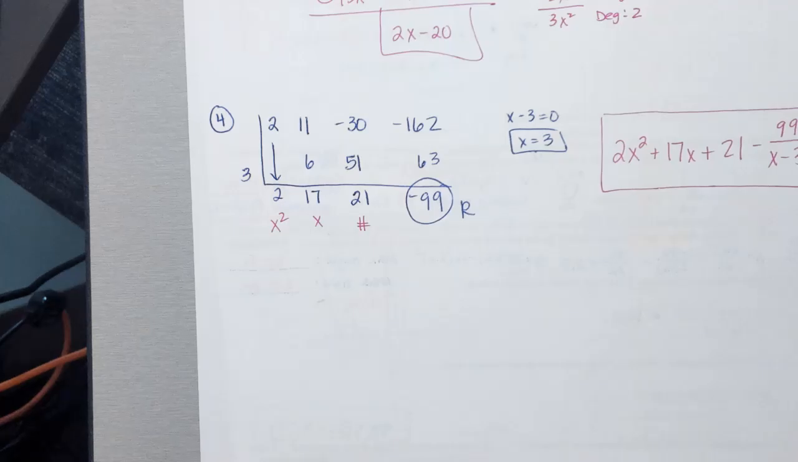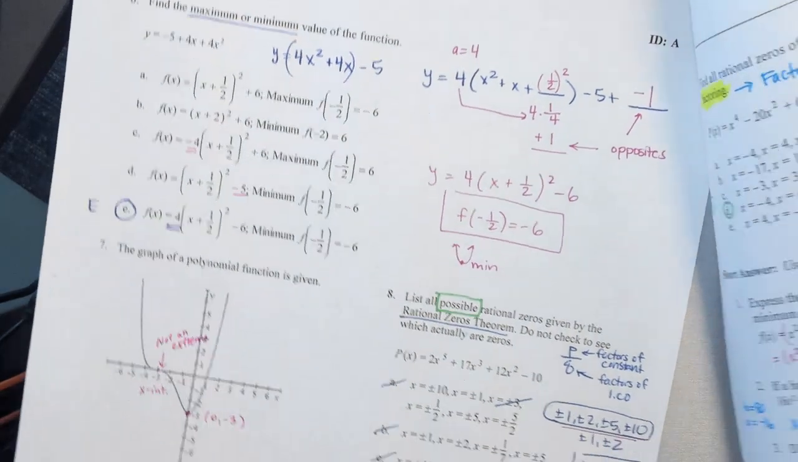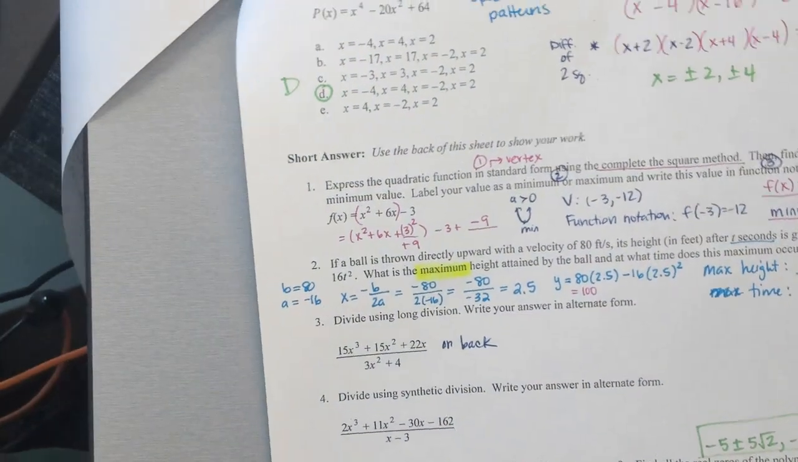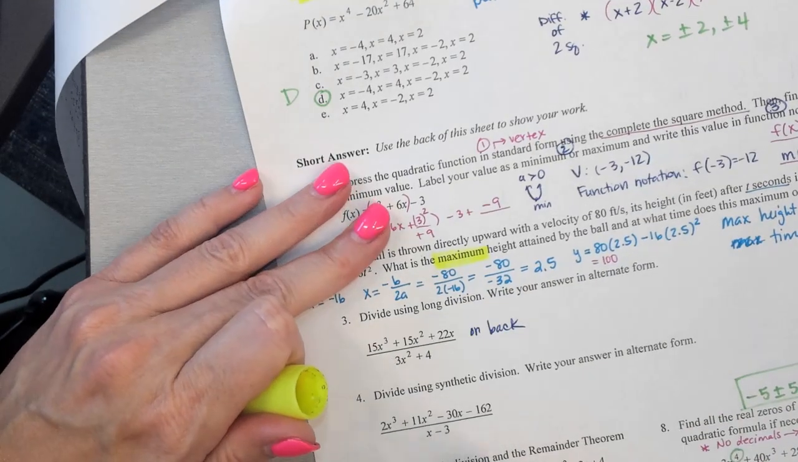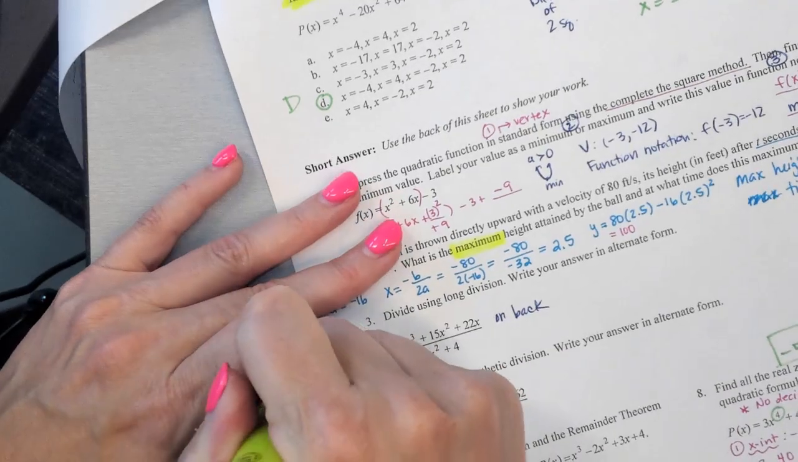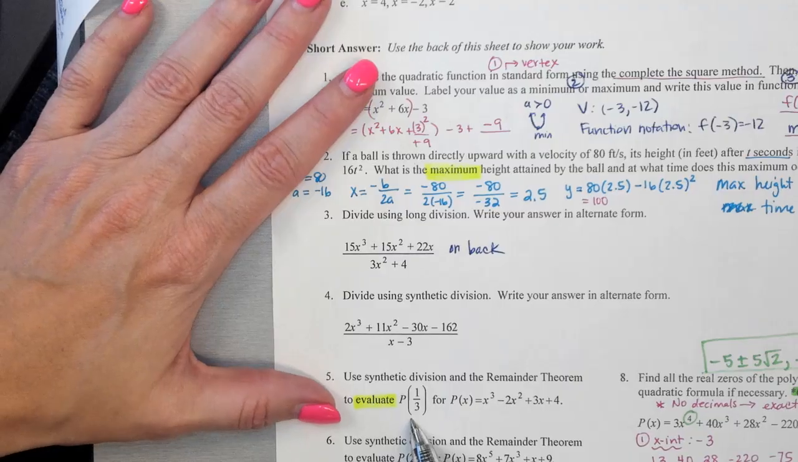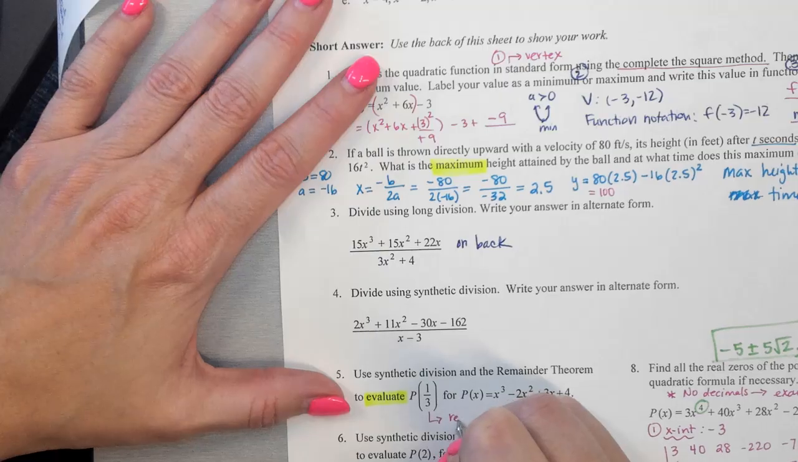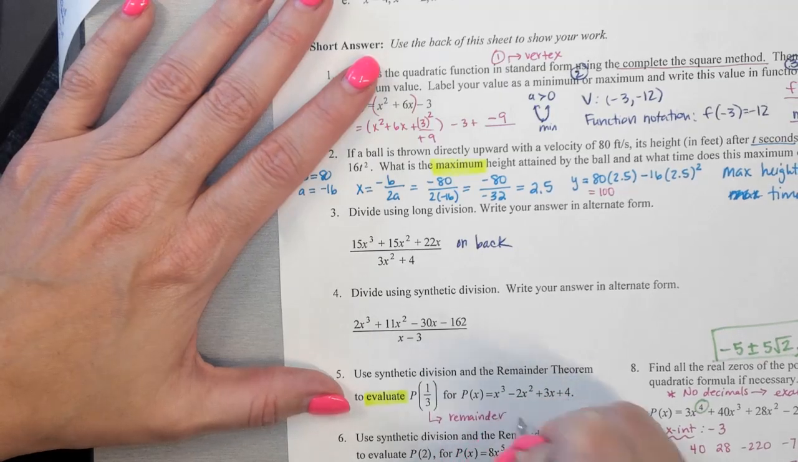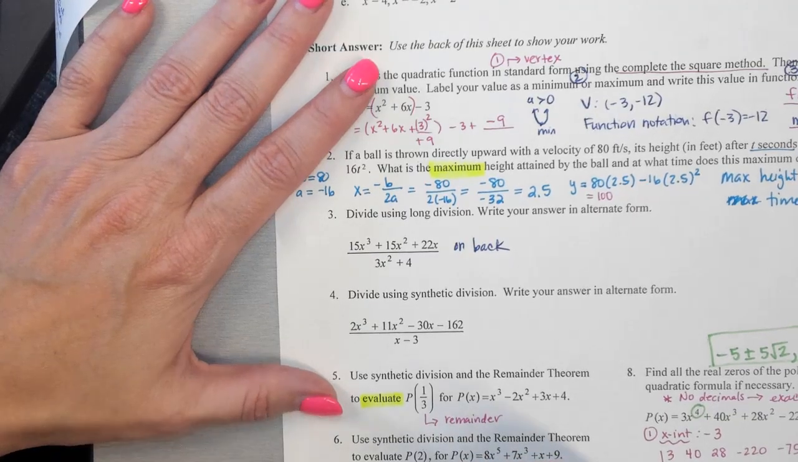Now, what's a little different about the next one is it says that you are going to use synthetic division and the remainder theorem to evaluate. We're not writing it in alternate form. If you are evaluating, remember, okay, that P of 1/3 is going to equal the remainder. So that's all you have to find. And 6 is going to be the same. P of 2 is going to equal the remainder. Again, you're evaluating.